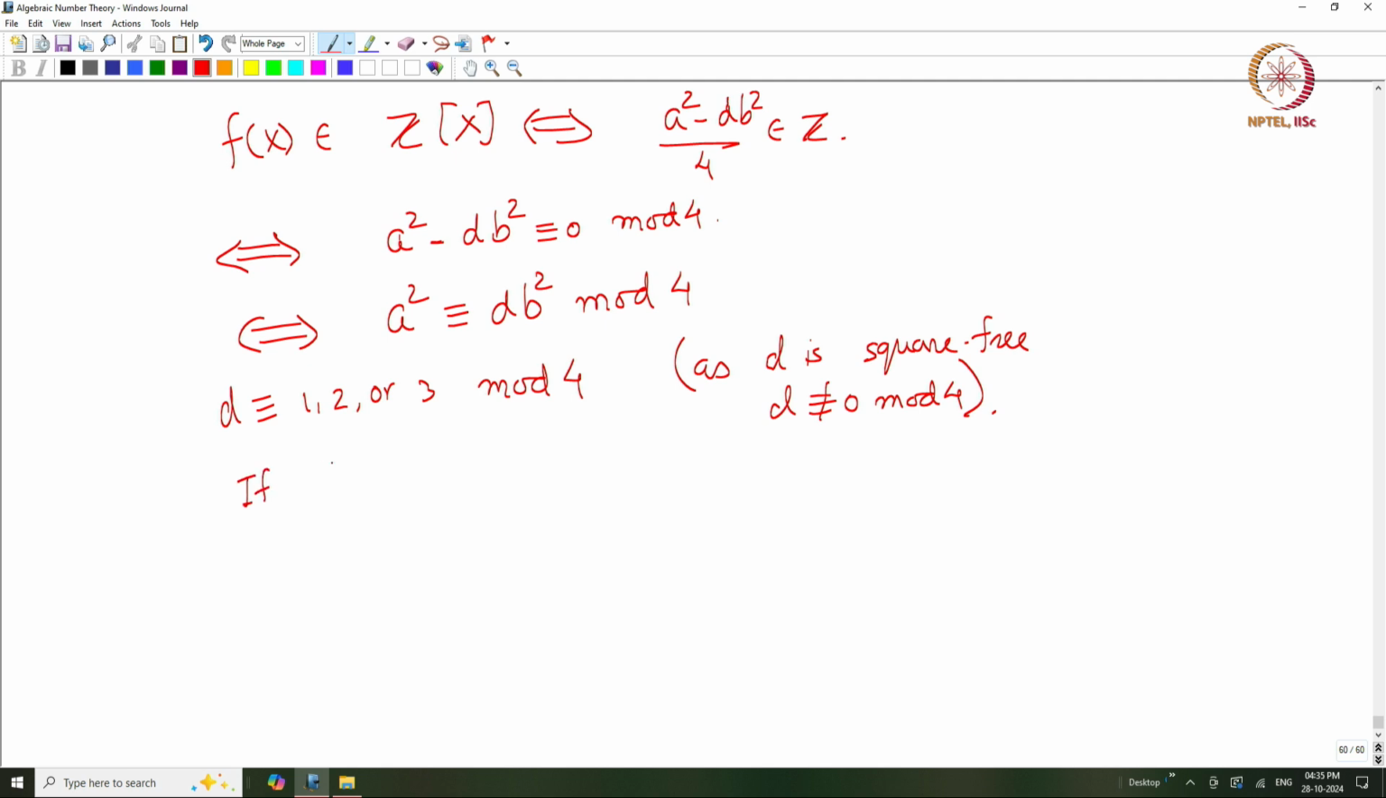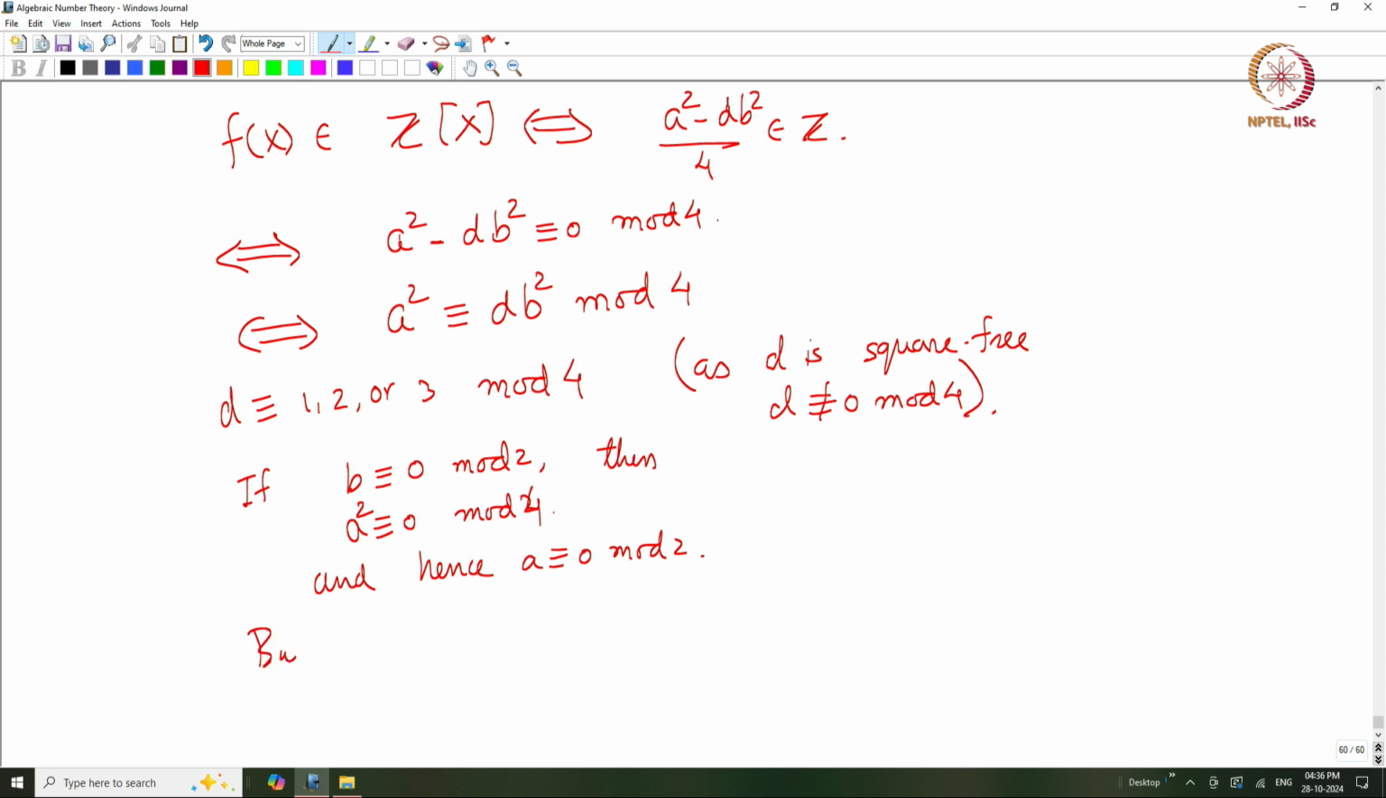So, if b is congruent to 0 mod 2, then a is congruent to 0 mod 2. Let me write it like this. Then a squared is congruent to 0 mod 4 and hence a is congruent to 0 mod 2.